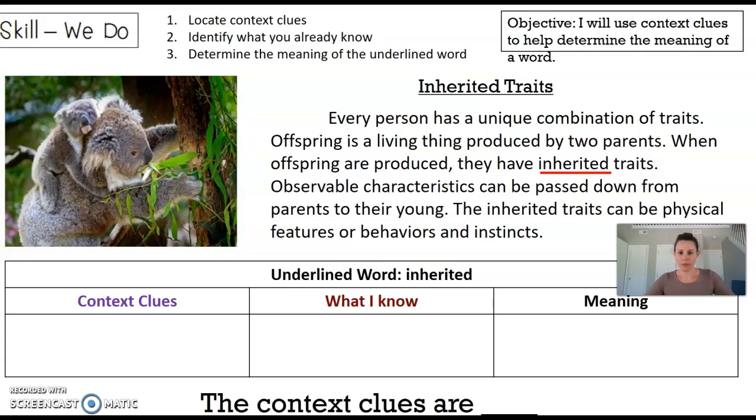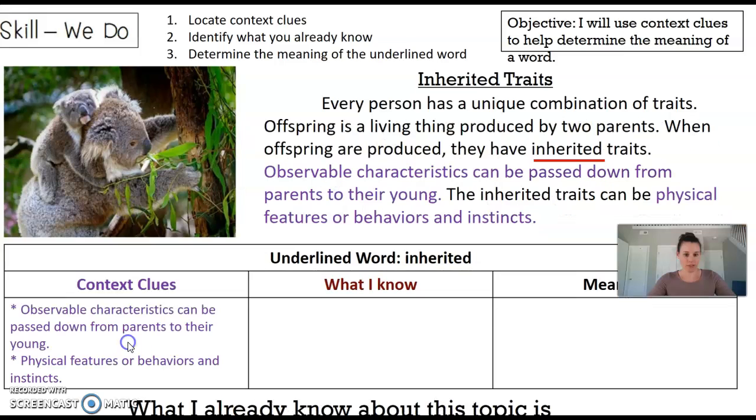All right, so our underlined word that we're trying to figure out here is inherited, and I've gone ahead and found our context clues for us that would help us determine what the meaning of the word inherited is. If I can click to the next screen. All right, so I have highlighted observable characteristics can be passed down from parents to their young. And I've also highlighted physical features or behaviors and instincts.